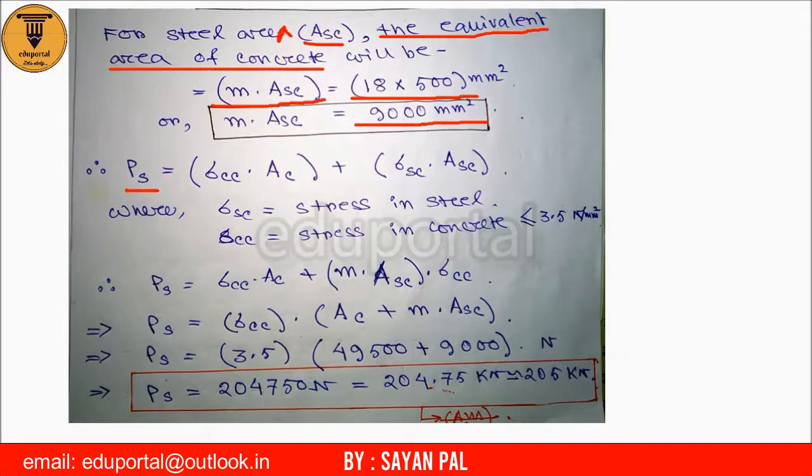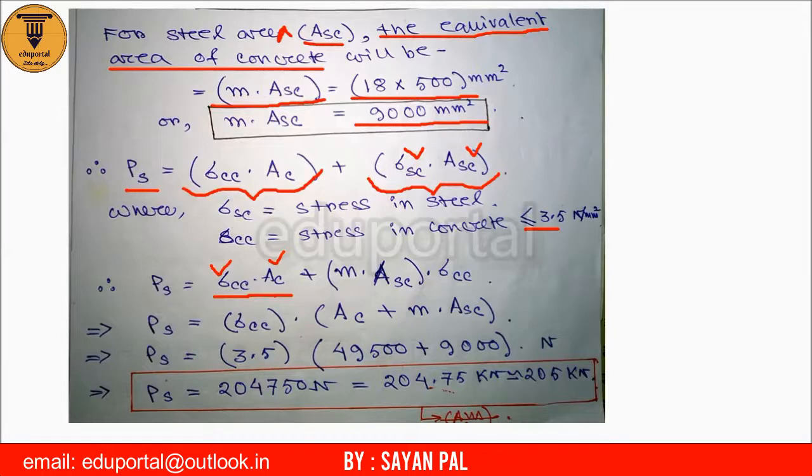Now PS is the total load that can be carried by the column, equal to sigma CC into AC, that is the contribution of the concrete portion, plus sigma SC into ASC, that is the contribution of the steel portion. Now in sigma CC into AC, we know the value of sigma CC. It should not be more than 3.5 MPa, and the value of AC is also known. But here for sigma SC and ASC, we don't know the value of sigma SC.